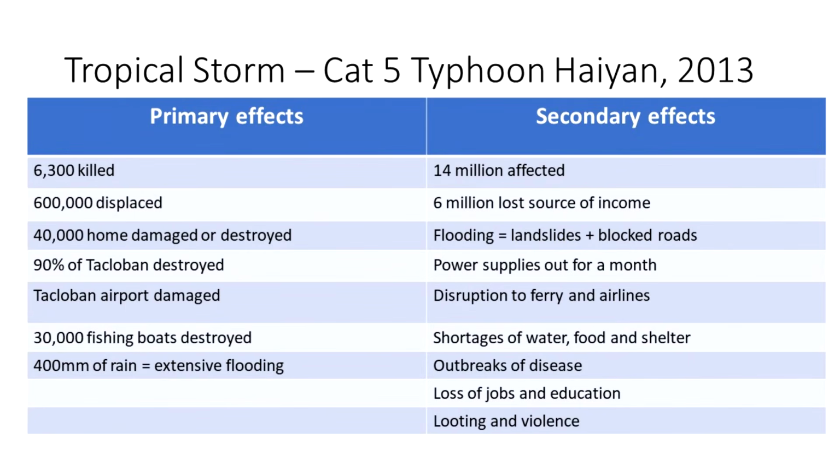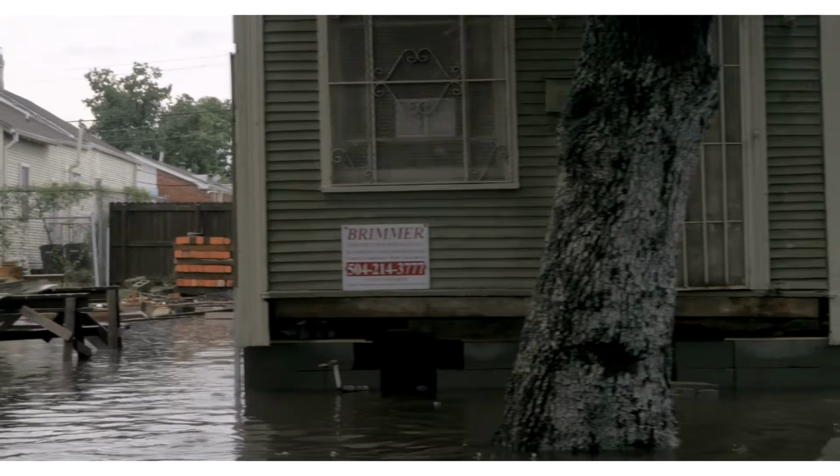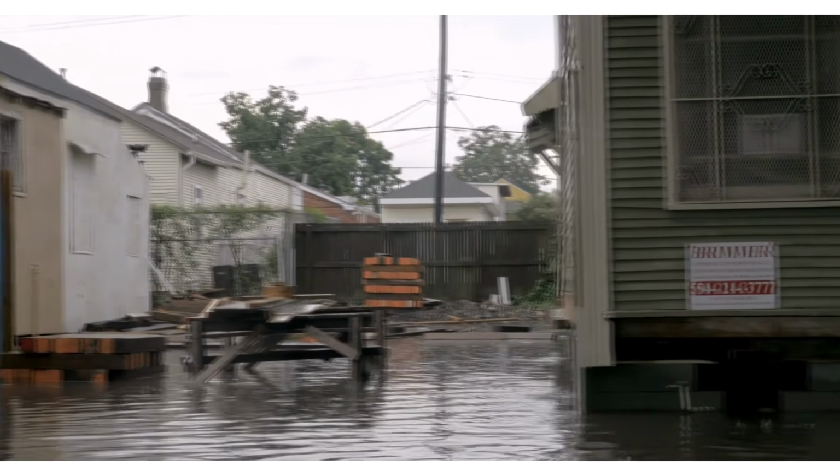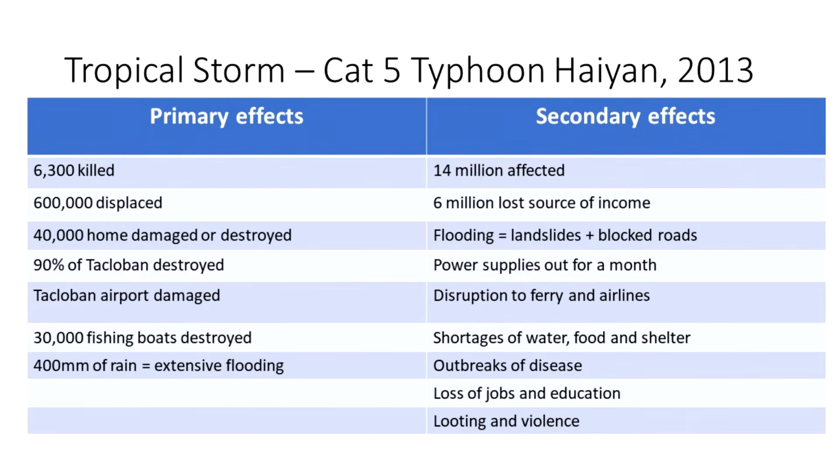Secondary effects saw 14 million people affected by this disaster in some way. 6 million had a loss of income, and we had lots of flooding which led to landslides or blocking roads as the storm continued. We've got power supplies out for a month after the event, disruption of ferries and airlines. We've got shortage of water, food and shelter, which also led to looting. Then we've got the outbreaks of disease because there was a lack of sanitation, clean water in the area following this disaster. And we've got the knock-on effect of the loss of jobs and education.